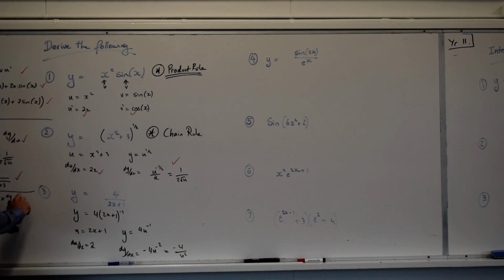What do you think I was trying to get you to do here? What do you think I was trying to trick you into thinking? Yeah, ln. I was trying to get you to think that was an ln, but don't worry. None of you fell into that trap, did they? Okay, dy dx equals 2 times negative 4 over u squared, which equals negative 8 over, my u was 2x plus 1, squared. Can I simplify that any further?